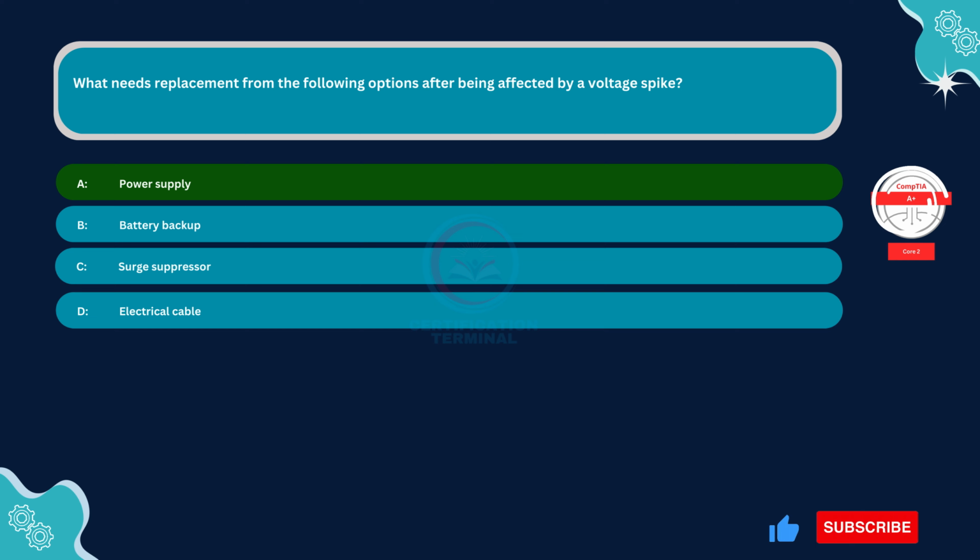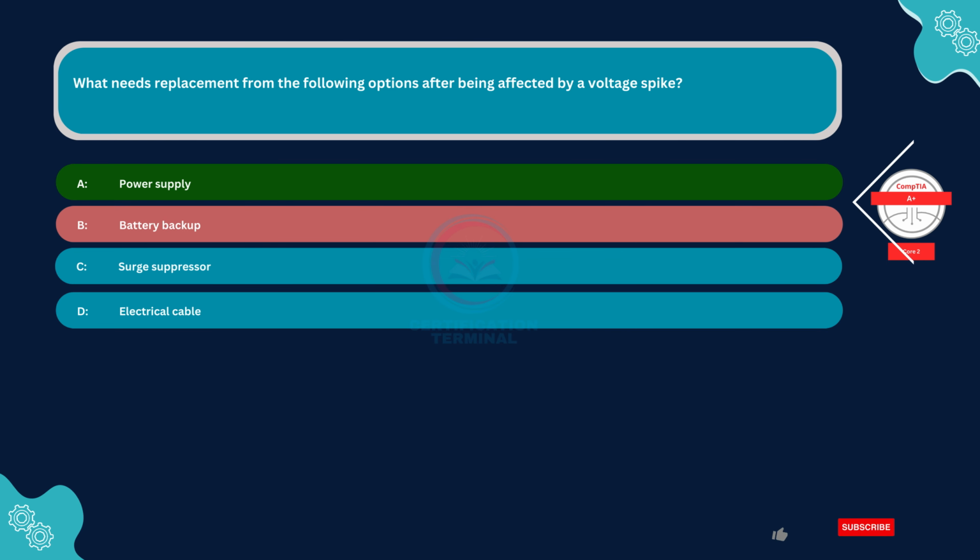After being affected by a voltage spike, the power supply unit is the component that typically requires replacement. A voltage spike can damage the internal components of the power supply, leading to issues such as power instability, overheating, or failure to provide adequate power to the system components. Replacing the power supply is essential to ensure the proper functioning and safety of the computer or electronic device. Option B, battery backup, is incorrect.